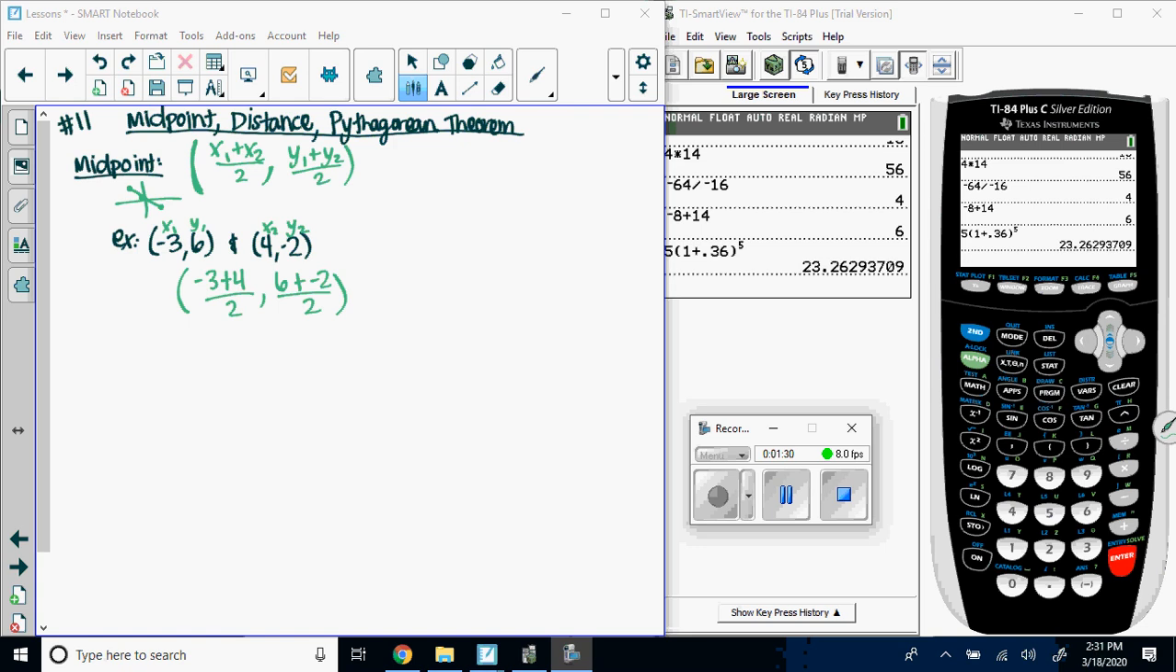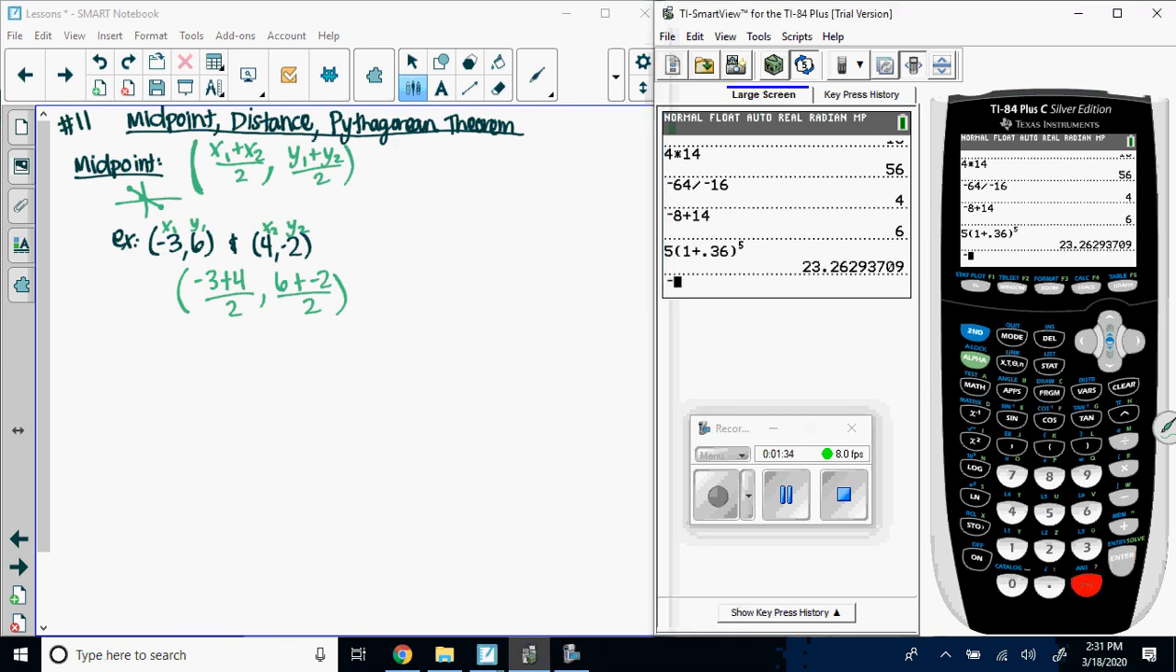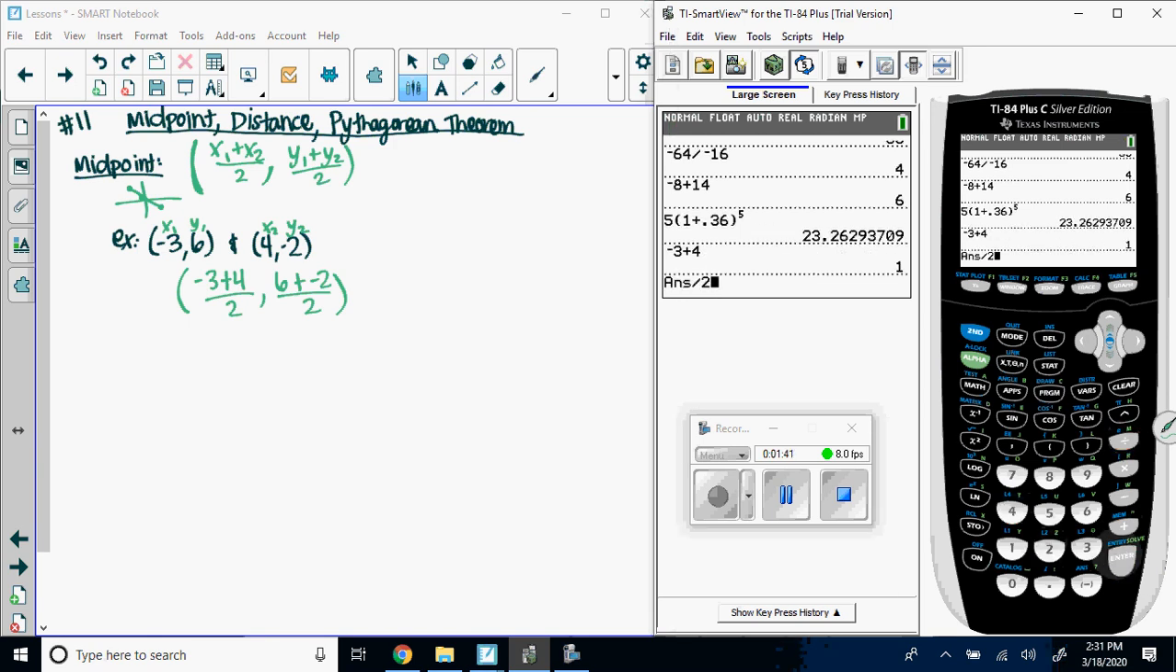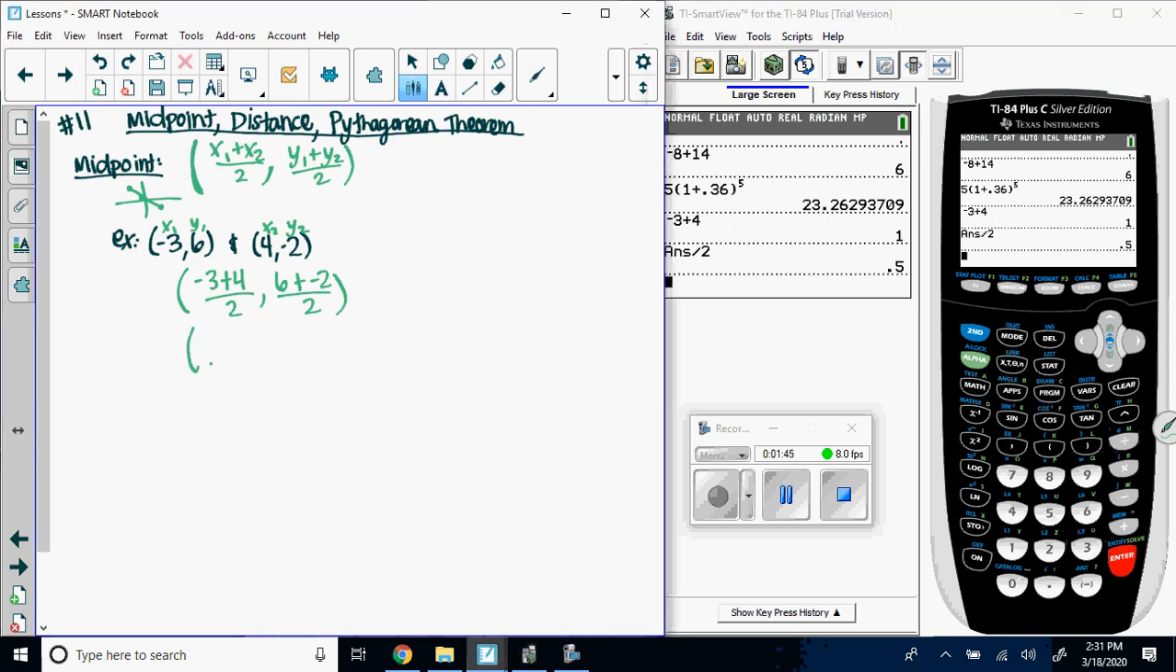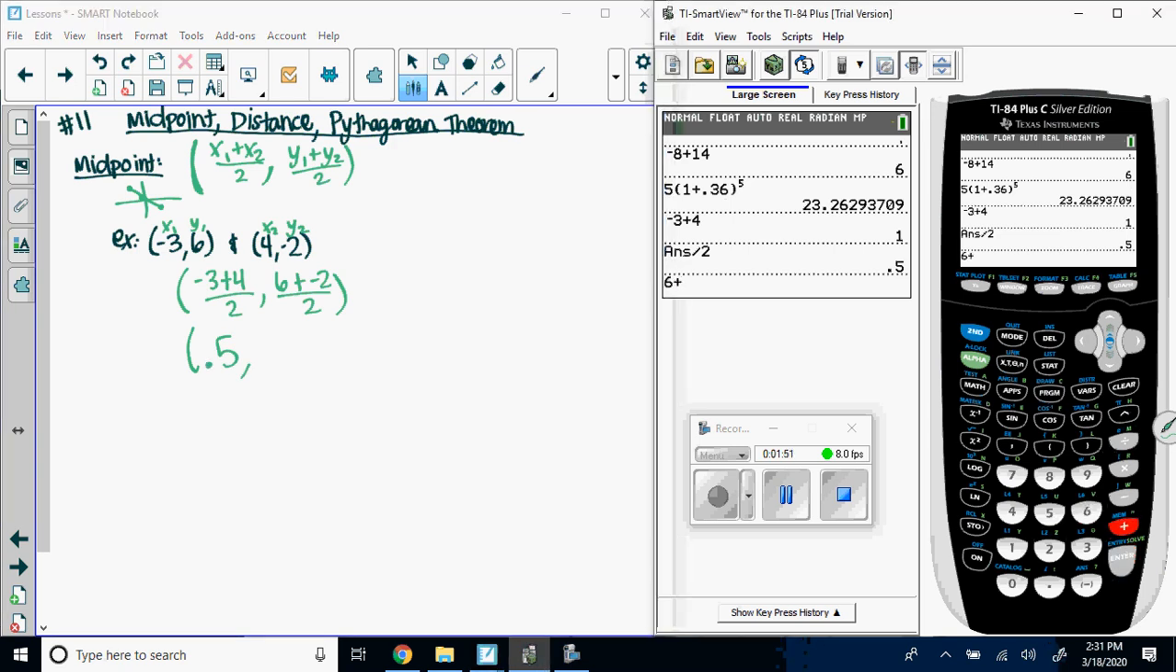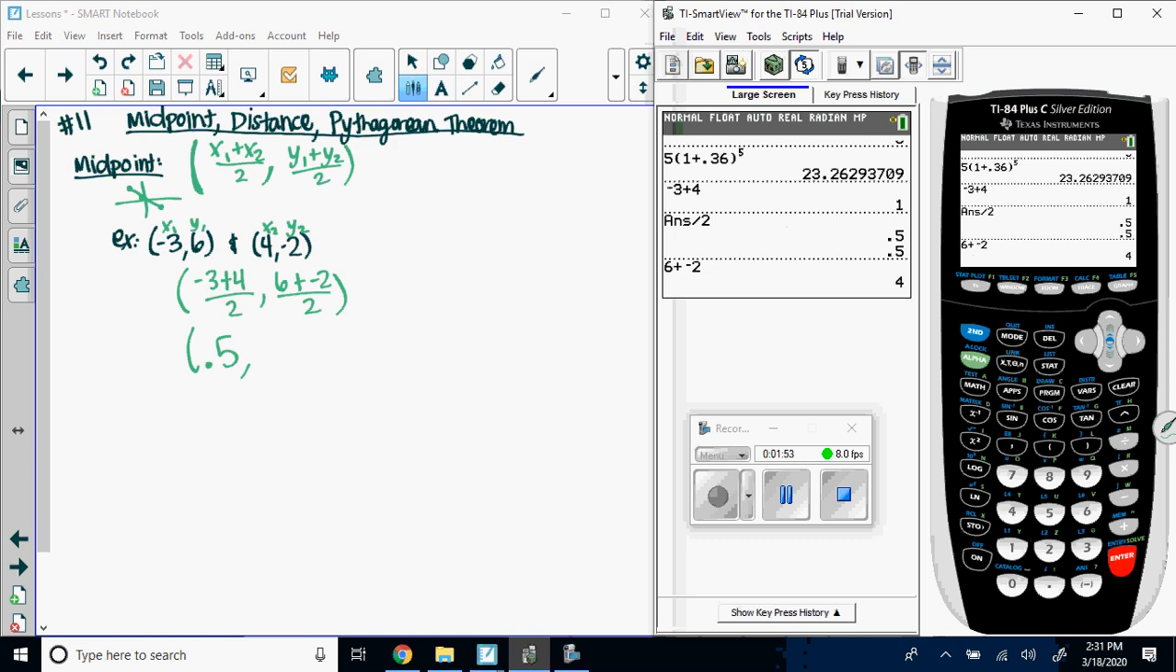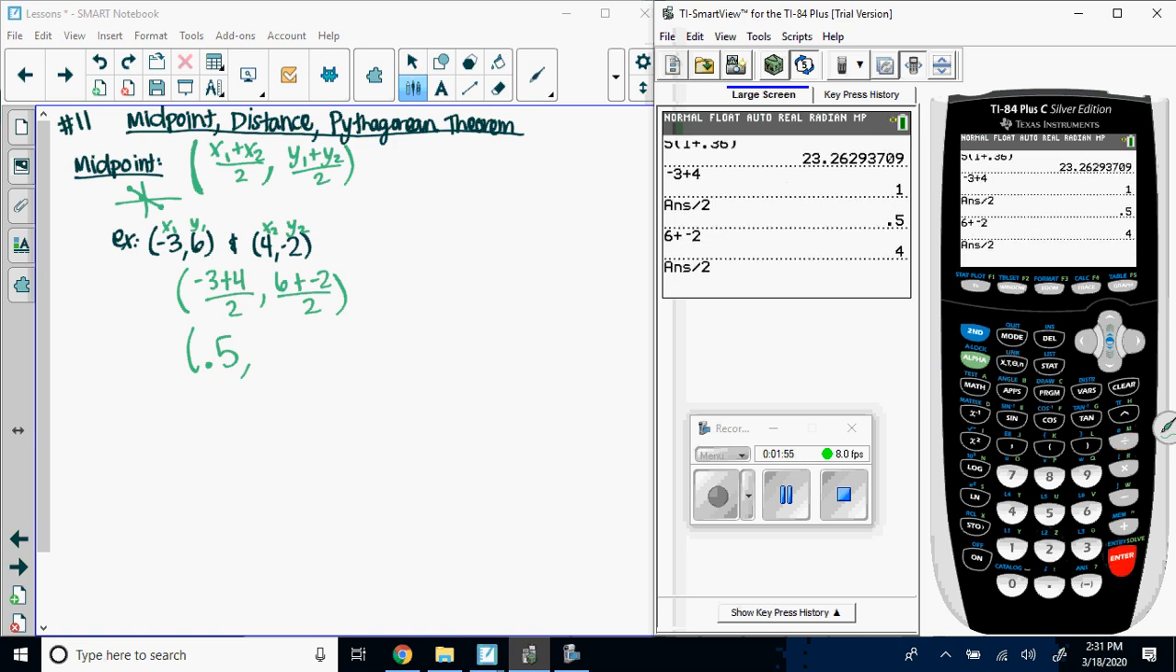So we want to type negative 3 plus 4 first, and then hit enter, and then divide that by 2, so that our calculator does it in the correct order. So this ordered pair is 0.5, and then we'll do 6 plus negative 2, hit enter, and then divide it by 2.